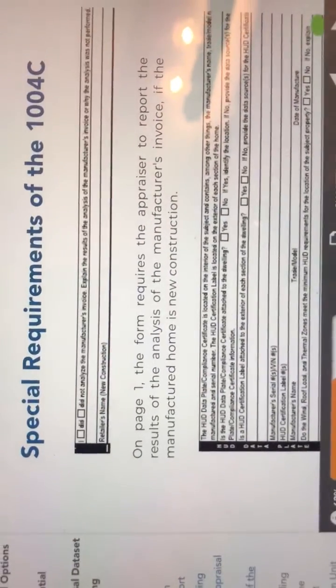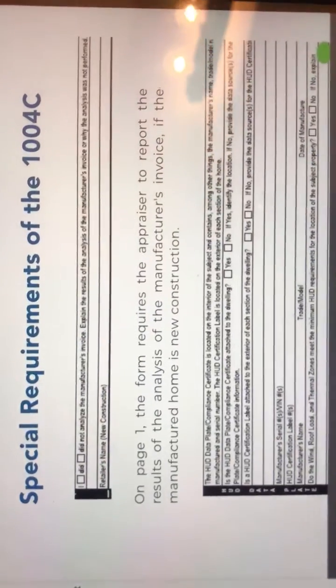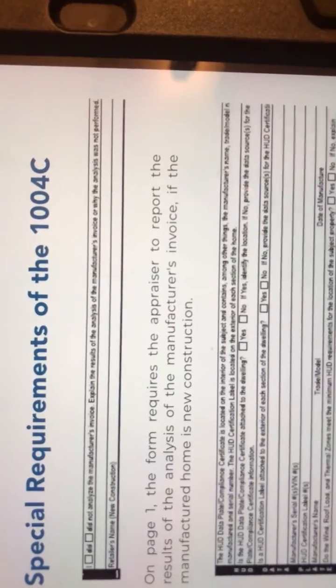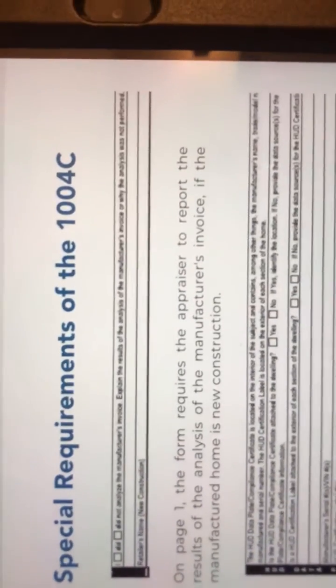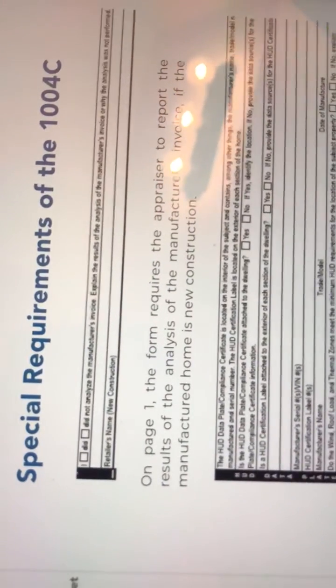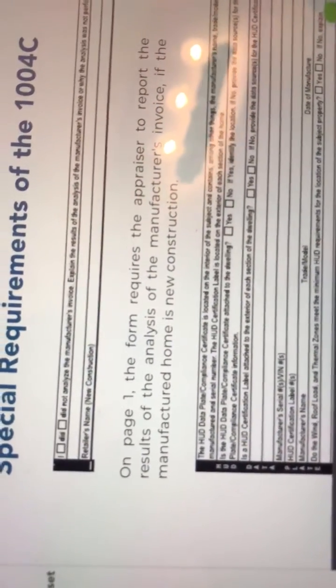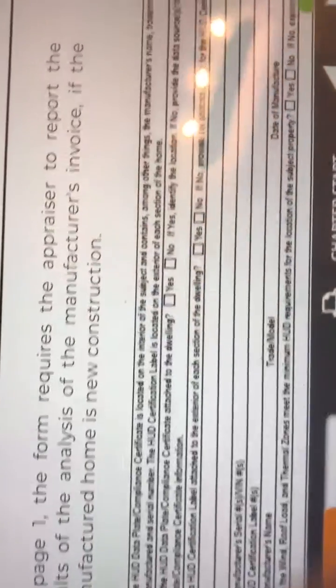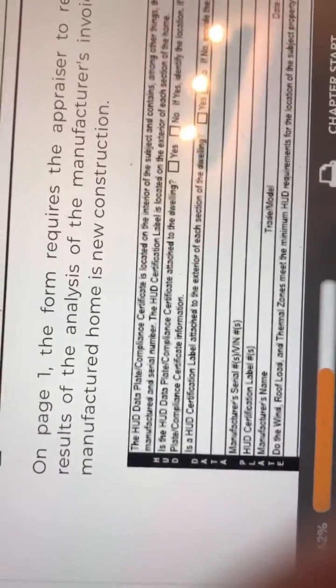It shows a bar that says, I did or did not analyze the manufacturer's invoice. Explain the results of the analysis of the manufacturer's invoice, or why the analysis was not performed. And there's a line underneath that. And then it says retailer's name, new construction. And there's an area behind it. Page 1 of the form requires the appraiser to report the results of the analysis of the manufacturer's invoice if the manufactured home is a new construction.